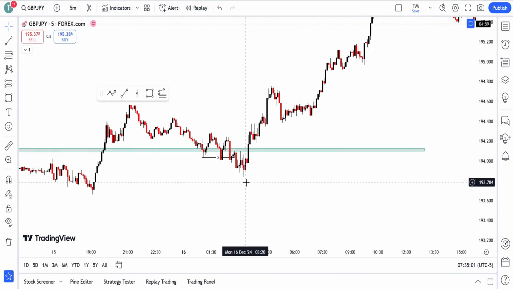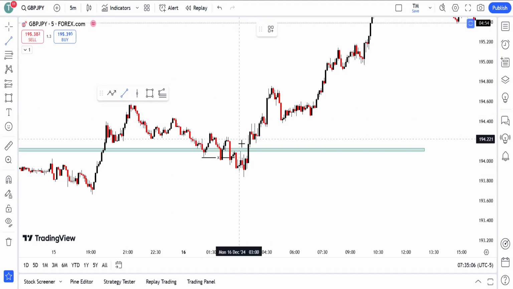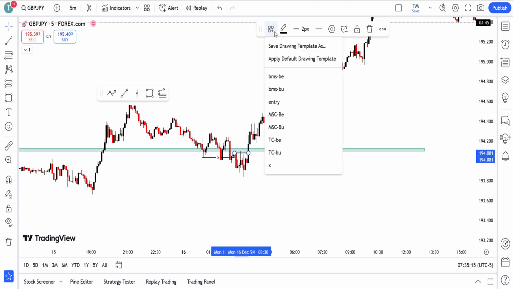Step 5: Look for market structure shift on the 5-minute chart. We then moved to the 5-minute chart to pinpoint the best entry. A market structure shift occurred when price broke above a key resistance level. This shift confirmed that the bullish trend was resuming, and it was the perfect time to enter the trade.